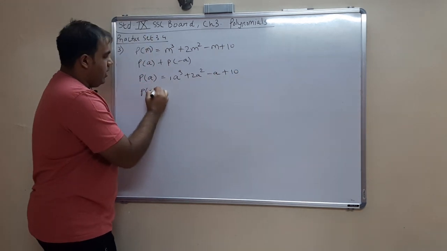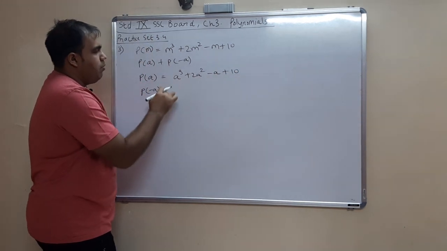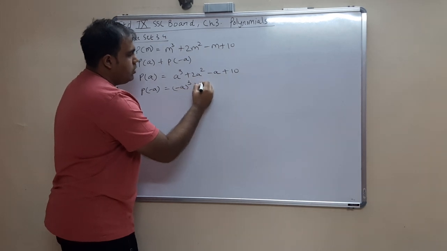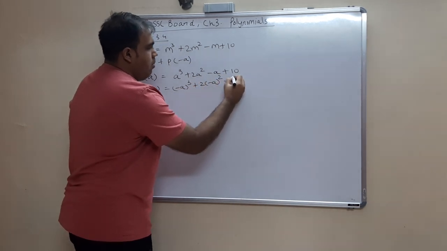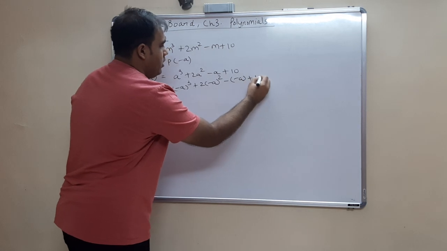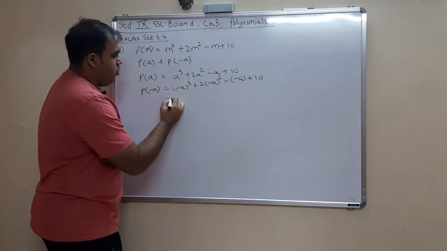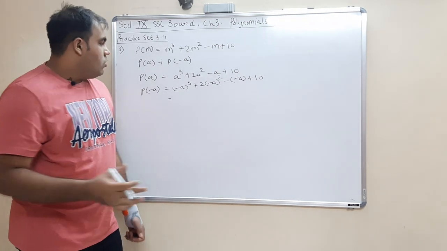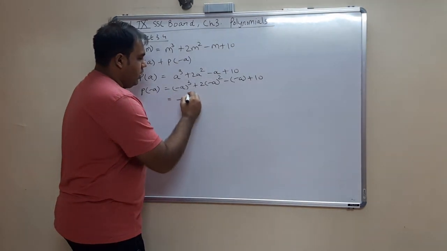P of minus a: wherever there is a, we have to put minus a. Minus a the whole cube plus 2 times minus a square minus of minus a plus 10. So minus a cube is going to be minus a into minus a into minus a. So it will come minus only, minus a cube.